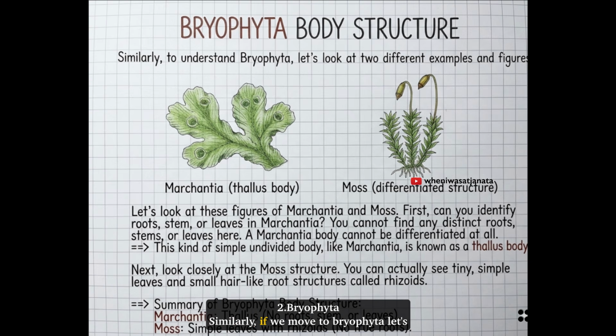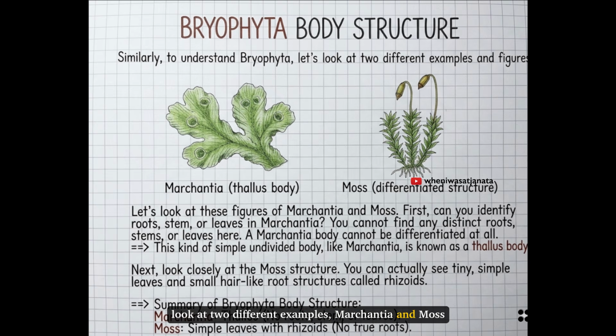Two. Bryophyta. Similarly, if we move to Bryophyta, let's look at two different examples, Marchantia and moss. If you look at the picture of Marchantia, you still cannot differentiate its body into roots, stem, and leaves. Therefore, it is also a thallus. However, if you look closely at the picture of a moss plant, you will start to see something new. You can actually see tiny, simple leaves and small, hair-like root structures called rhizoids. So, Bryophyta is fascinating. It consists of both completely flat thallus bodies and some structures with simple leaves and rhizoids.